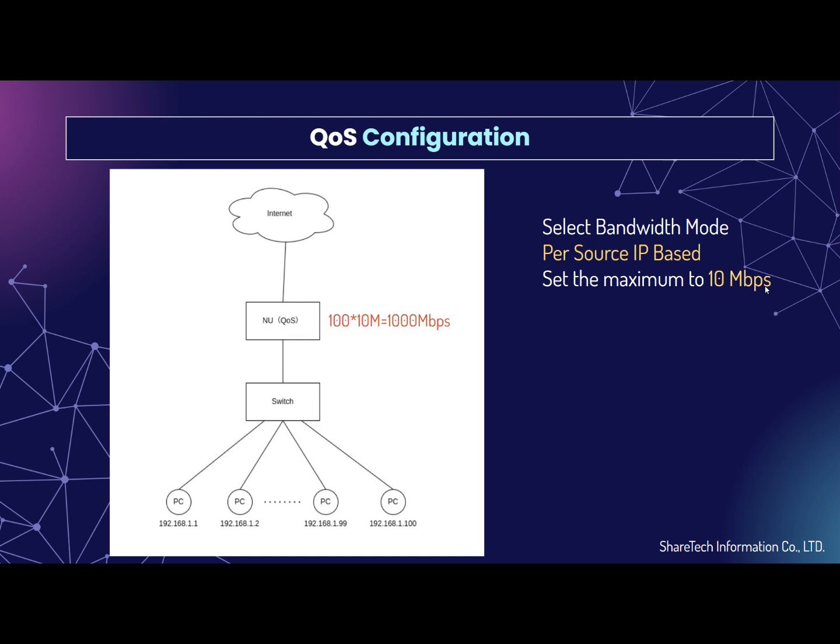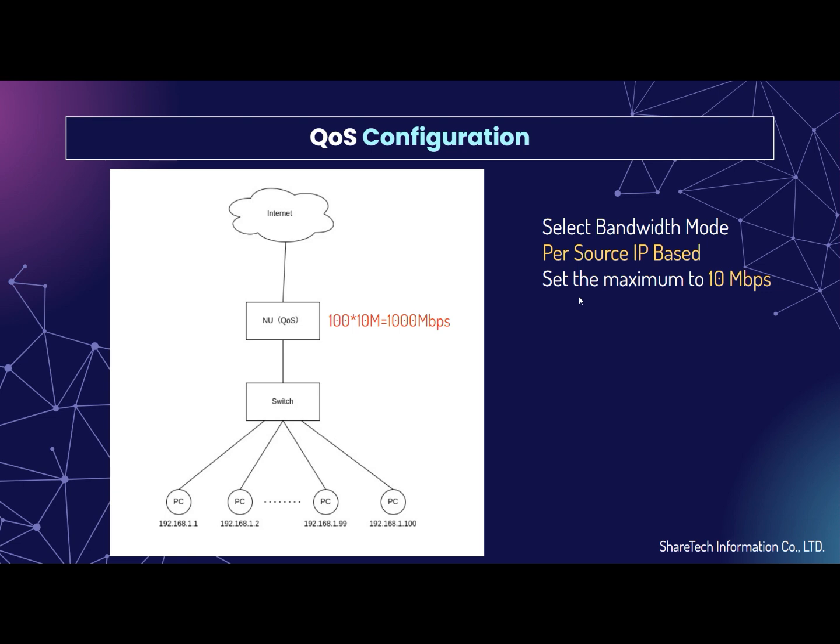When your select bandwidth mode setting is set to per source IP base, how will it be allocated? If using per source IP base, you need to ensure that the total interface bandwidth is sufficient for each IP. For example, if the maximum interface bandwidth is 1 gigabit per second, and the administrator limits the bandwidth to guarantee 10 megabits per IP.